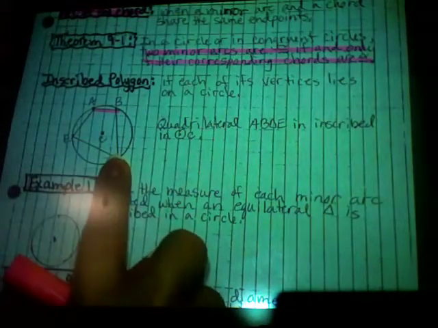Then I've drawn you a picture here of an inscribed polygon, meaning inside. And for a polygon to be inscribed, every single one of its points has to be touching the circle. If one of the points isn't touching the circle, it's not considered inscribed.